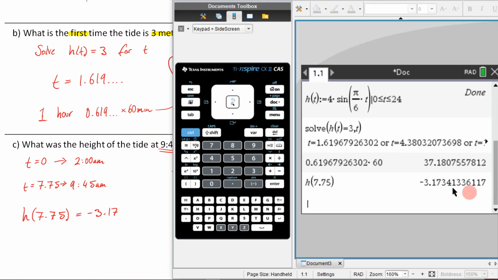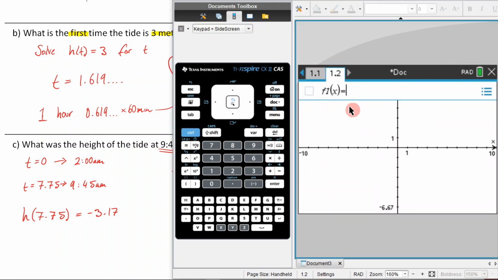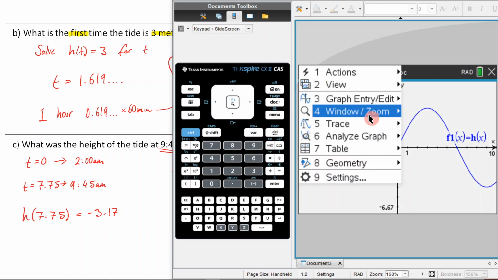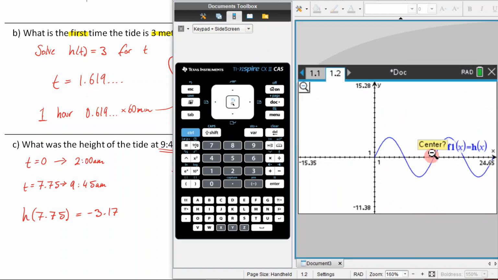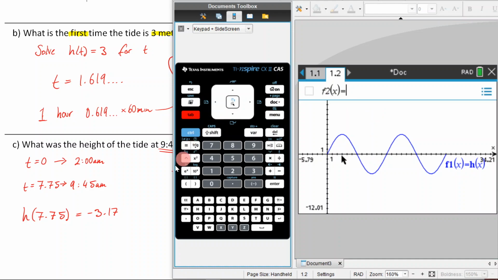Okay, so if we come back to our CAS here for a second, let's just open up a graph page. Let's graph h of t. Remember, you can't put t in there, you have to go h of x. There it is. Let's go menu, window zoom, and zoom out just a little bit. Then we might just be able to move it there. Perfect. Now, if I have a height of negative 3.17, let's just chuck that in there.